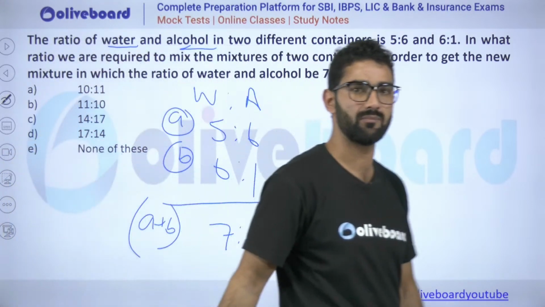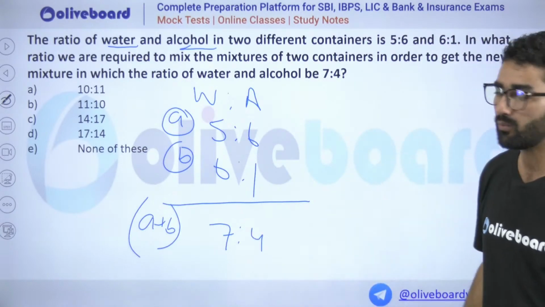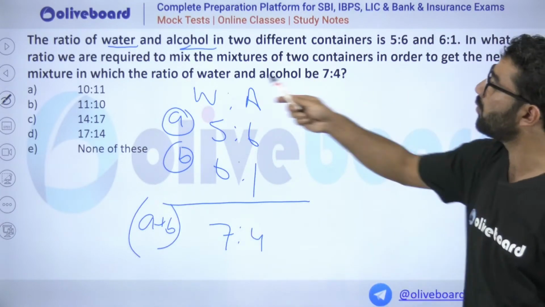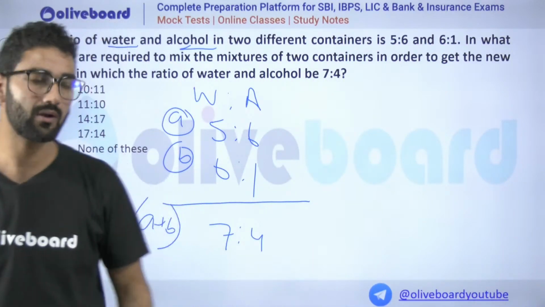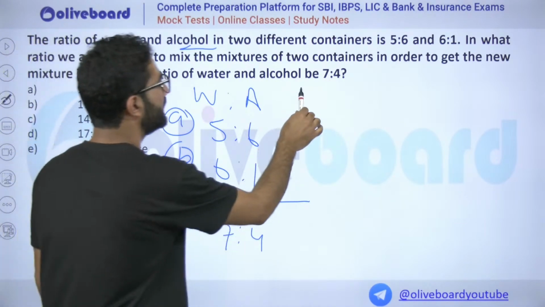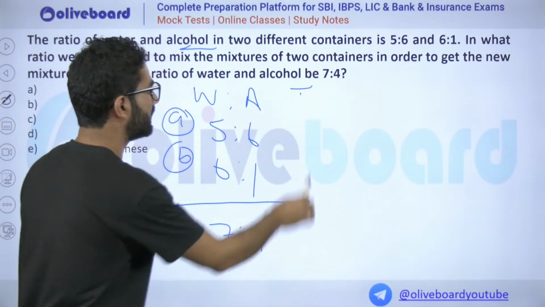Okay, now you got something new. Now we are finding in what ratio we have to mix these two solutions. There is some ratio that we are going to find. Now I told you one thing, you can go first to this one.